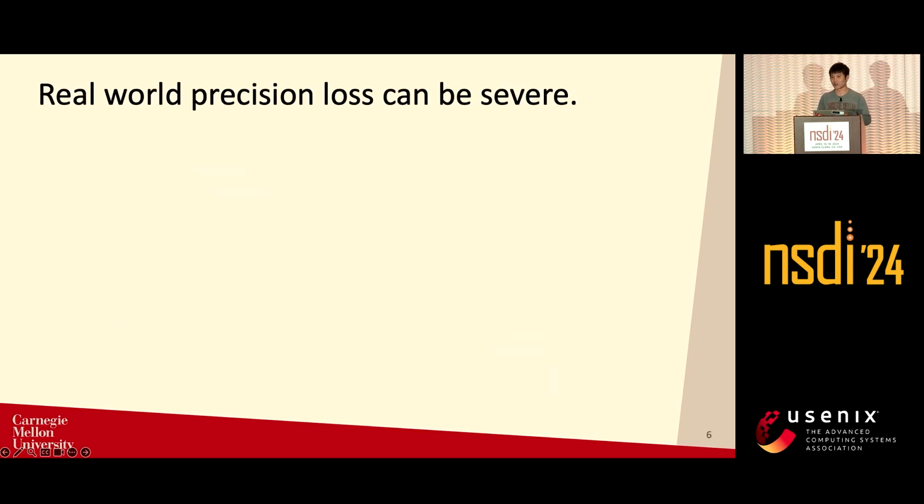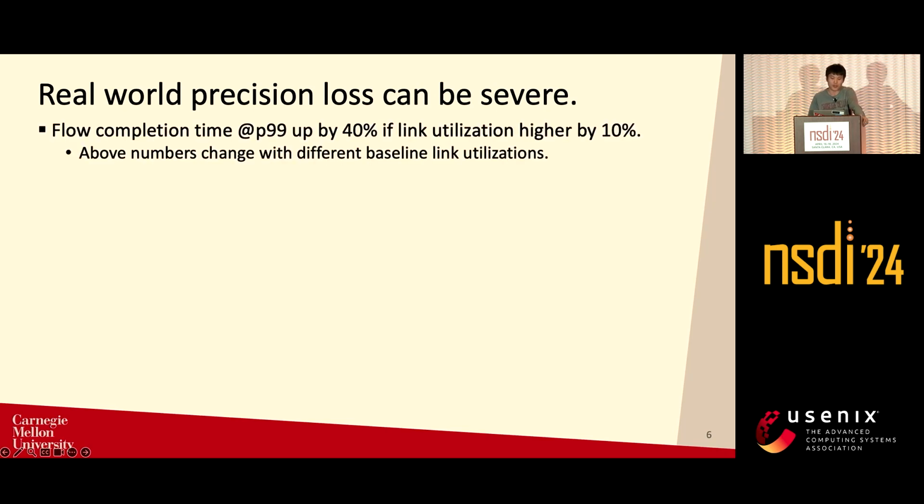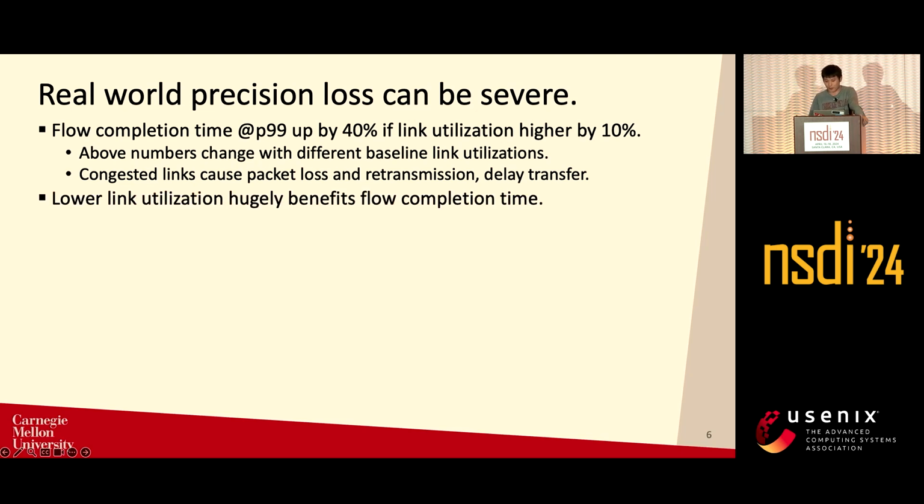Precision loss sounds bad, but why should we care? The imbalance and congestion it causes has a negative impact on flow completion time. We collected measurements from a Google production data center network, and what we found is that the tail flow completion time can go up by 40% if the link utilization increases only by 10% as a result of load imbalance. So it is always desirable to have lower link utilization, but reality will say otherwise.